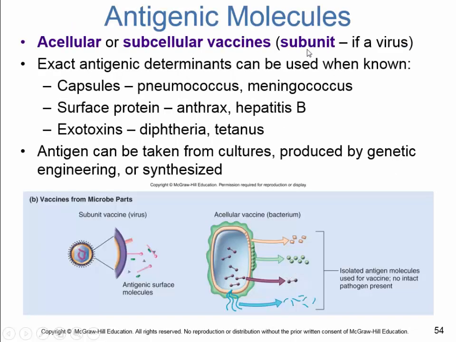Antigenic molecules are acellular or subcellular vaccines, or just completely separated subunits or proteins. For example, a capsule, a surface protein, or a distinct exotoxin can be isolated. These can be isolated and vaccinated against to prevent disease. The exotoxins of diphtheria or tetanus are part of the reason the disease is so severe. So by vaccinating against the most severe virulence factor, these people are protected.